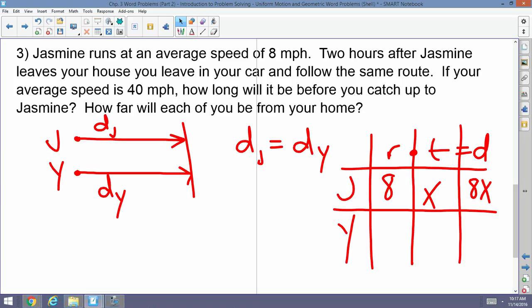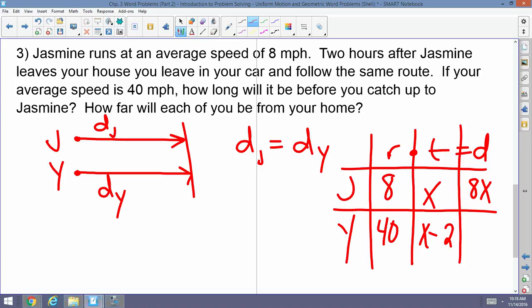Now, 2 hours after Jasmine leaves your house, you leave in your car and follow the same route. What is your speed now? What is your rate? Now, pay attention. You waited for 2 hours. Now you're going to drive. So how long did you drive for? x plus 2, guys. Now, let's explain this. You waited, wait a second. No. It's x minus 2, guys. It's x minus 2. You're driving for less hours than her.